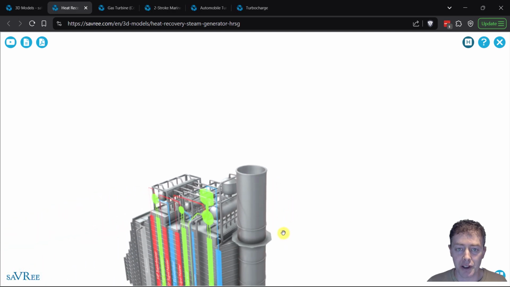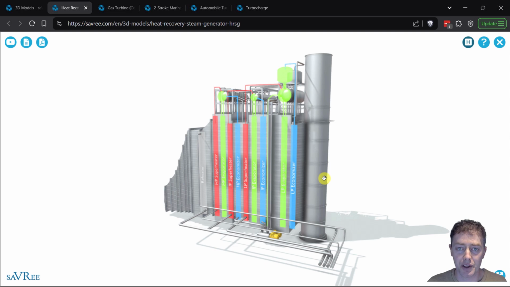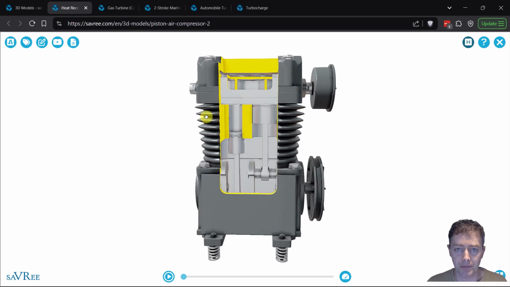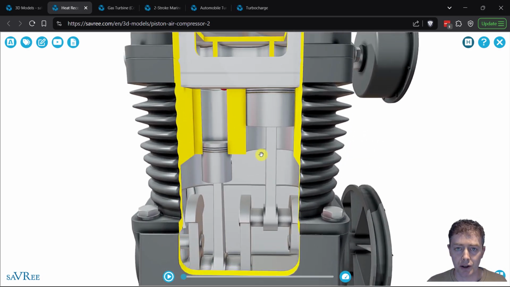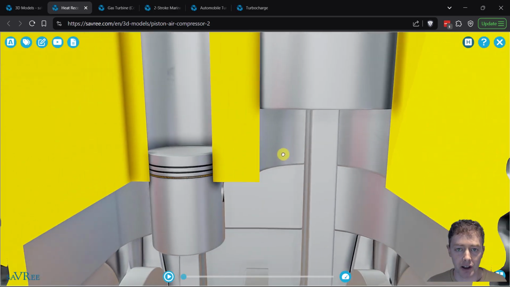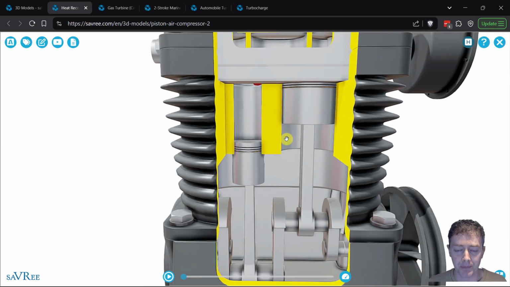Where else can we use this process of reclaiming heat in order to increase process efficiency? Well, let's just pull up a compressor for a moment. Here is a piston compressor. It's got two stages. We've got the one stage on the right here. This will be the low pressure stage. And then we've got the high pressure stage over here. This is a two-stage compressor.